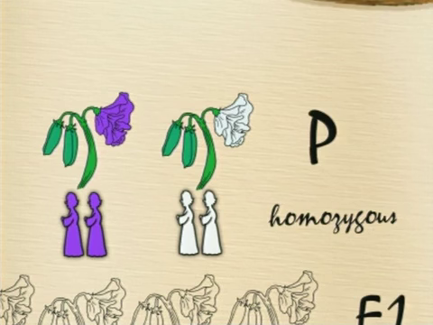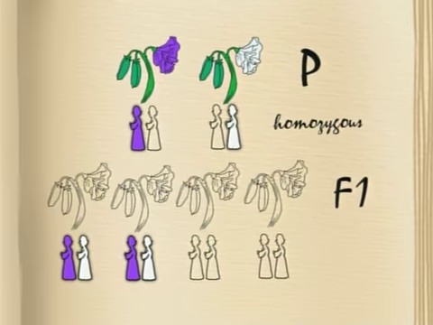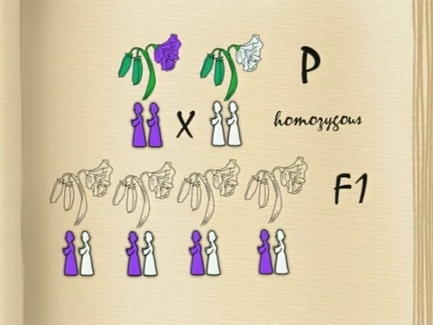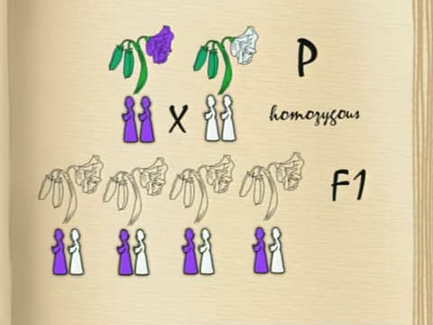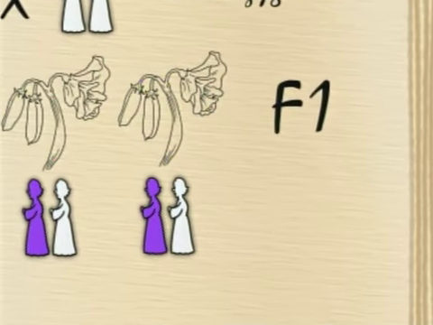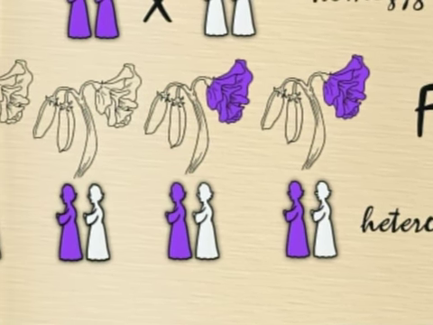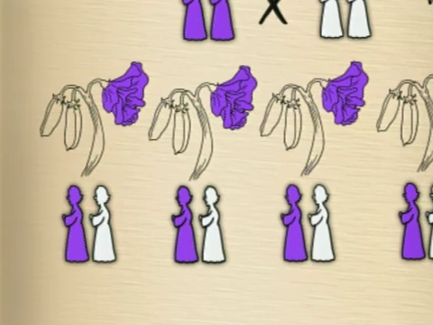When the parent plants were cross-fertilized, they each contributed 1 flower color gene to the next generation. Since the purple parent had only dominant genes to contribute, and the white parent only recessives, each offspring had a genotype with 1 of each. This kind of mixed genotype is called heterozygous. A dominant gene trumps a recessive gene, so every plant in the F1 generation had purple flowers.